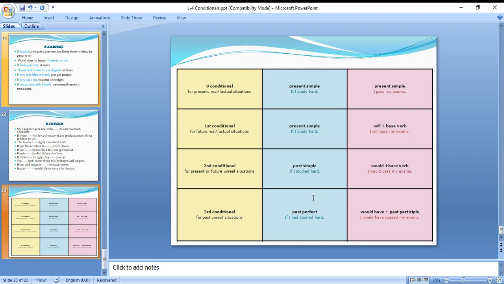Second condition presents an unreal situation. In the subordinate clause, past simple, and in the main clause, would plus base form. The third condition actually shows unreal past or unreal situations. In the subordinate clause, past perfect, and in the principal clause, would, have, and the past participle.